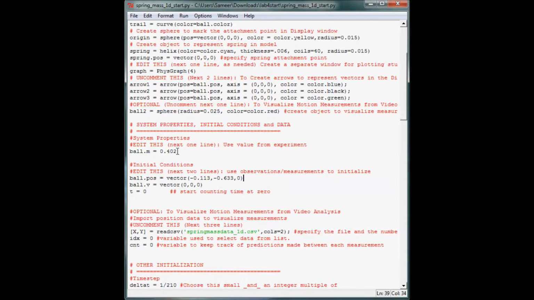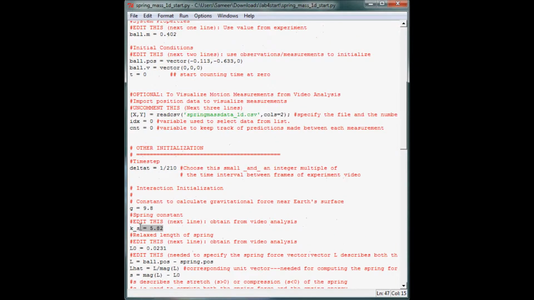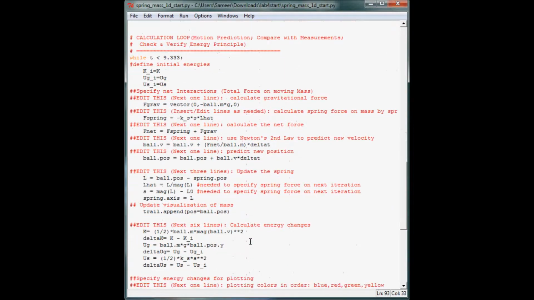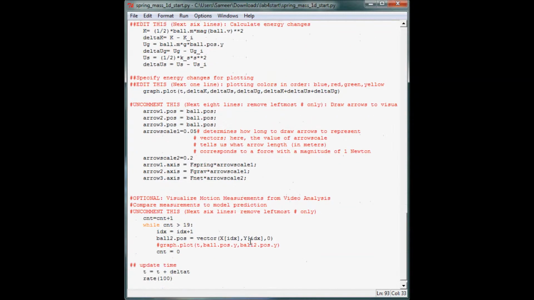Next we move to the Python model. I modified the mass of the object, the initial position at time t equal to 0, and the calculated values of the spring constant K and the relaxed length of the spring L0. For the iteration, the final time step is entered. As per the respective relations, the code for the net interactions and energies in the system are entered. Now that the physics is in place, we can run the module and observe the predicted motion.